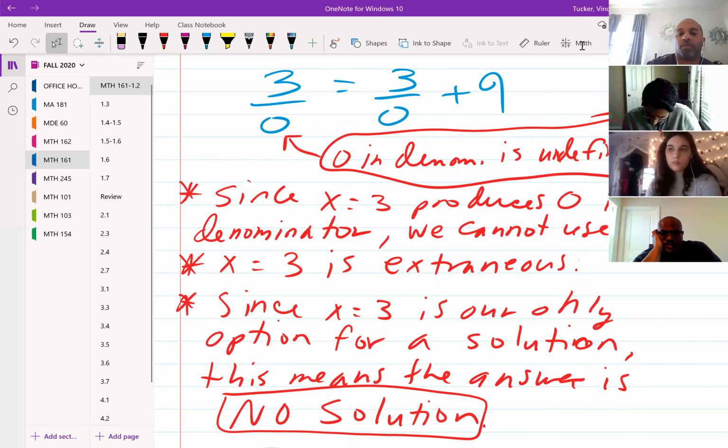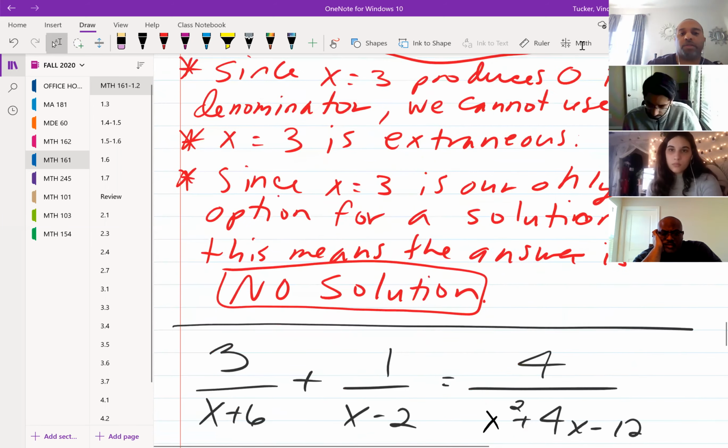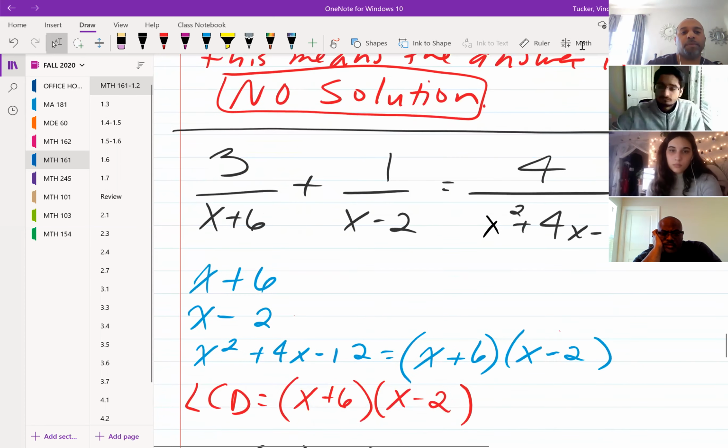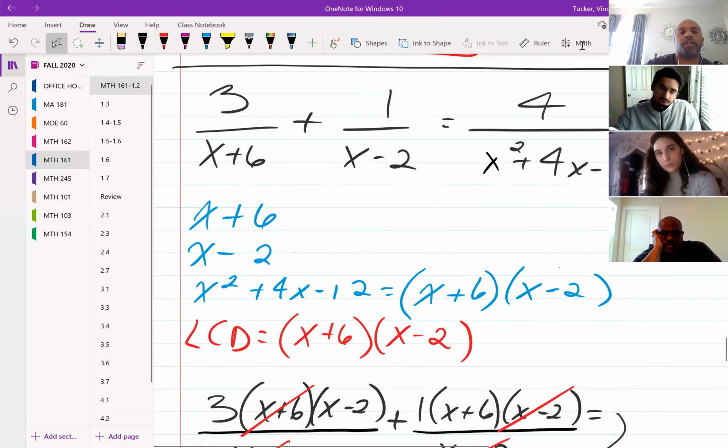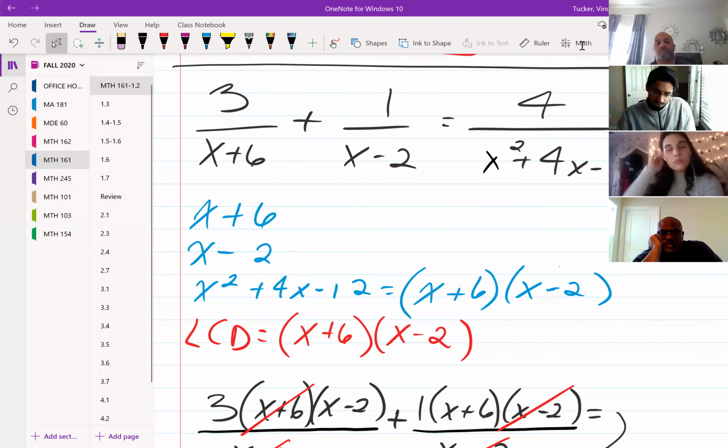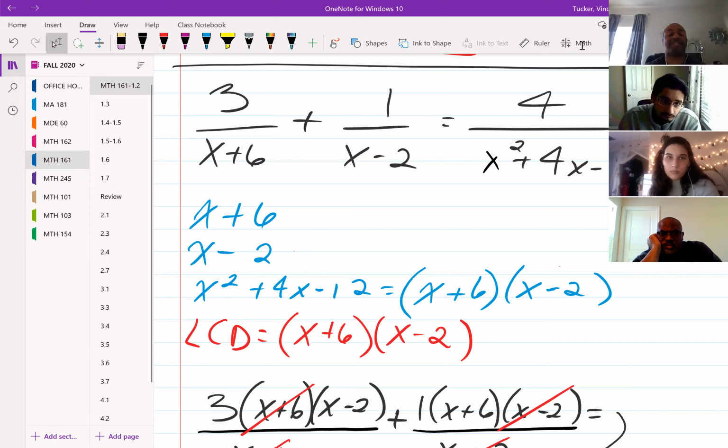All right, scroll up. Good. All right, so the next one. This one has more involved denominators, but the process is still the same. We want to find the LCD first.